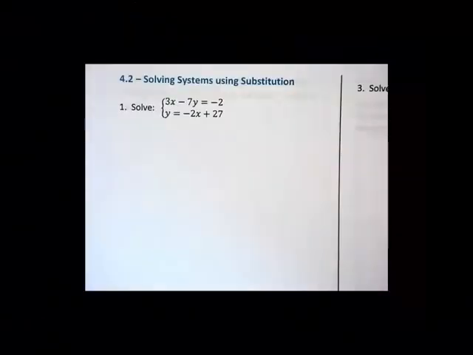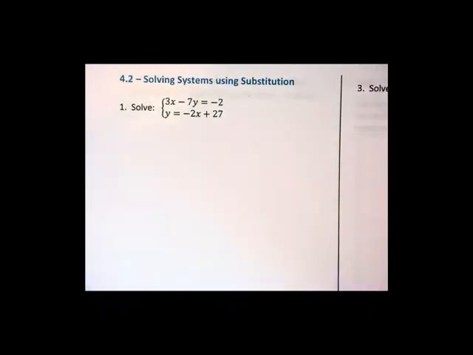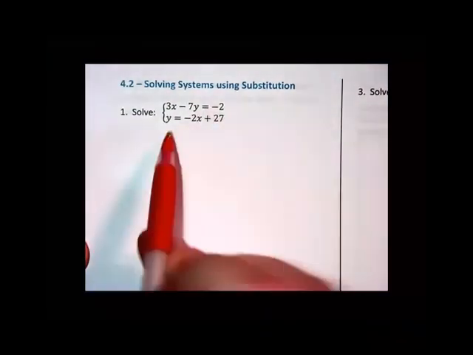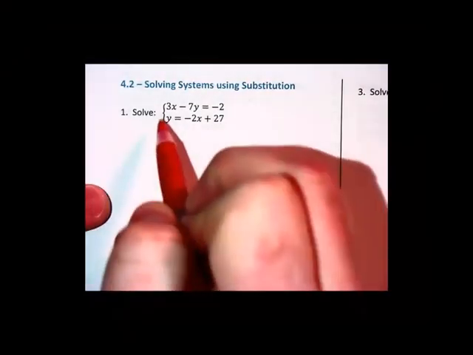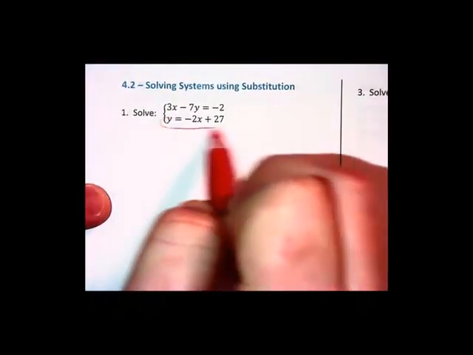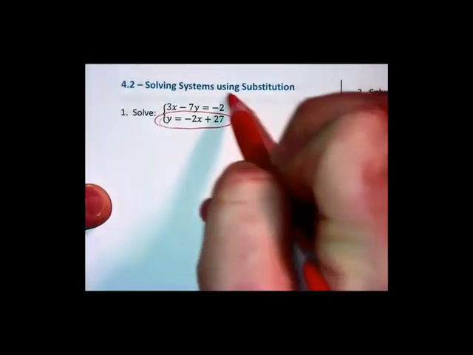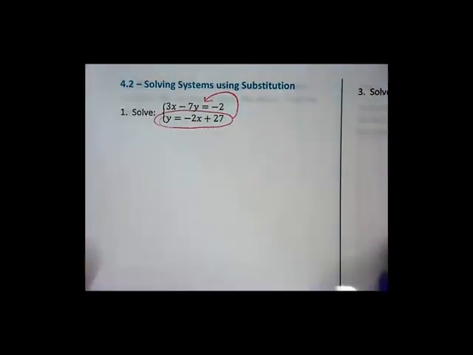In this section, we're going to be solving our systems of equations using a method called substitution. Usually you can tell when to use the substitution method by looking at your equations and seeing that one of them is solved for x or one of them is solved for y. In this case, the second equation is of the form y equals. So I'm going to substitute that second equation into the y position in the top equation.